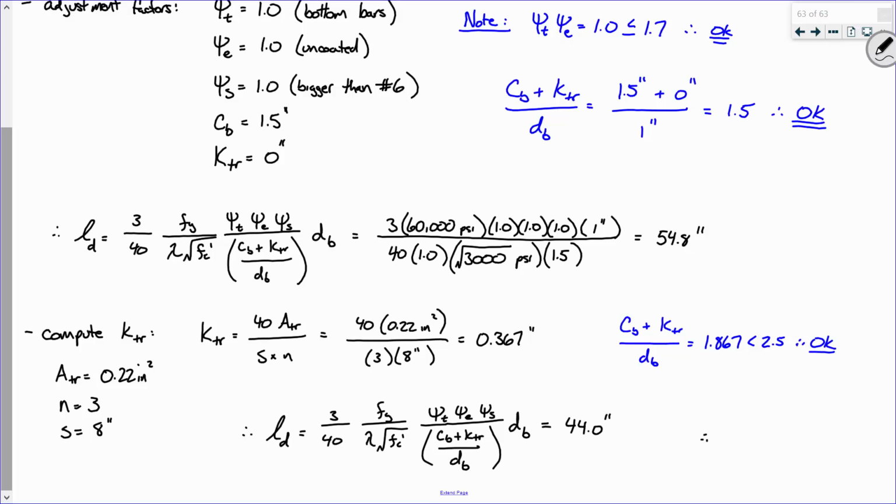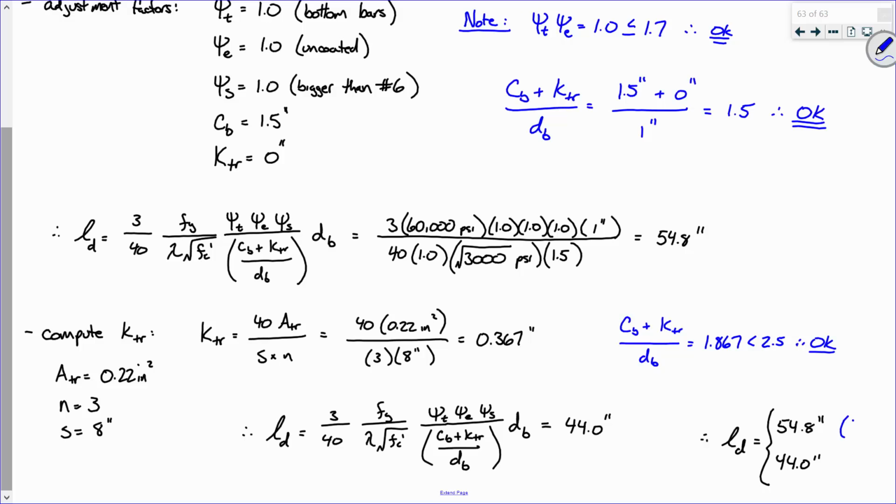So therefore, your development length is 54.8 inches or 44.0 inches, depending upon whether or not you use KTR. Now, I'm telling you in cases where you know you're going to want to use KTR, I just wanted to expose you to the constants one at a time. Like we'll start off with KTR equals 0, and then we'll handle it. I didn't want to throw all the details at you all at once. I wanted to take it one step at a time.